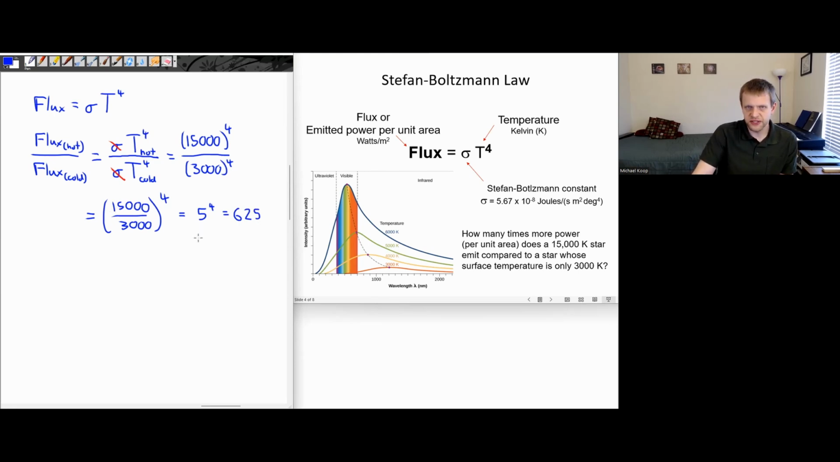So in this particular case, we're saying the flux of the hot object, the power output per unit area, compared to the power output per unit area from the cold object, the hot object is outputting 625 times more energy per square meter than the cold object is. If you had different temperature objects, the setup for this would be exactly the same. You're just going to have a different temperature for your hot object and a different temperature for your cold object.